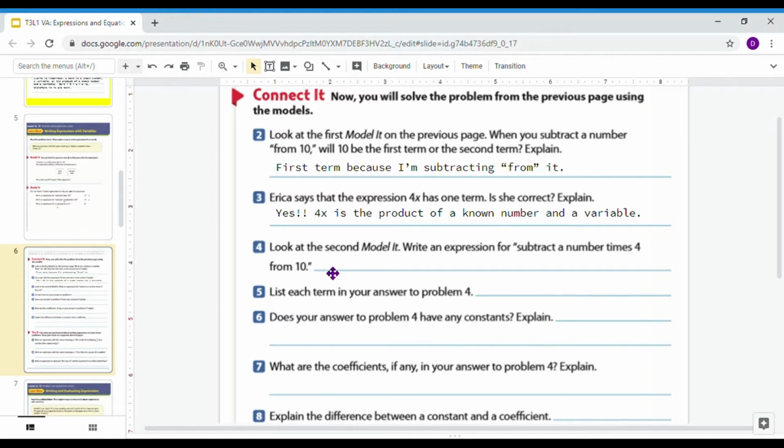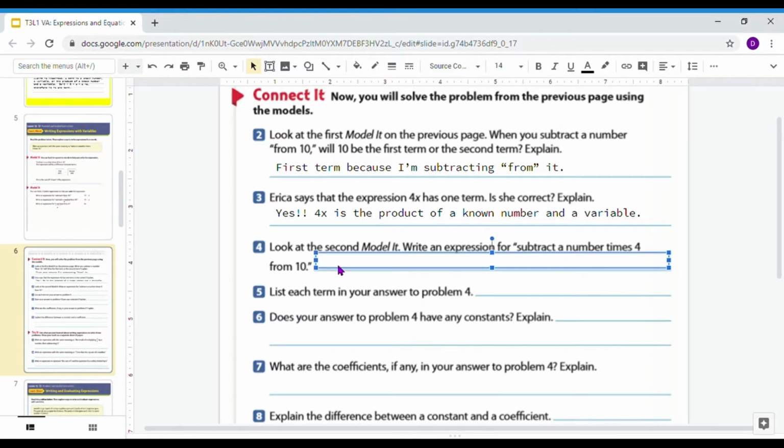And then number 4 says, looking at the second model, so thinking of the similar expressions, and it says, write an expression for subtract a number times 4 from 10. So again, I'm thinking of my first number. I'm subtracting.